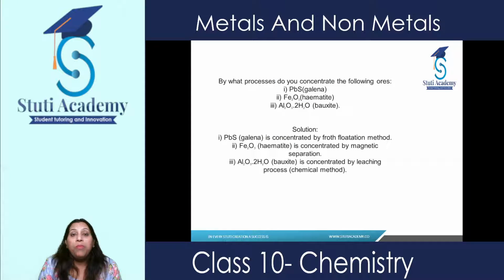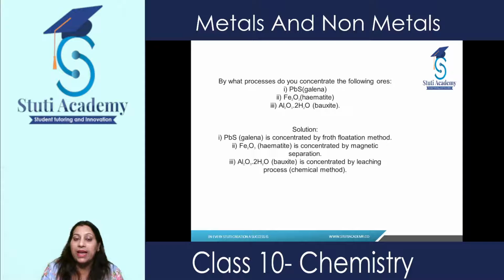Now the next question is, by what processes do you concentrate the following ores? It means you have to write the method involved in concentrating the ores which are present in nature. First is PbS, which is known as galena or lead sulfide. As you can see here, lead is associated with sulfide. So for sulfide ores, we use the froth flotation process. So we remove the impurities, which we call gangue. So we are removing impurities from the ores, and these methods we are using.